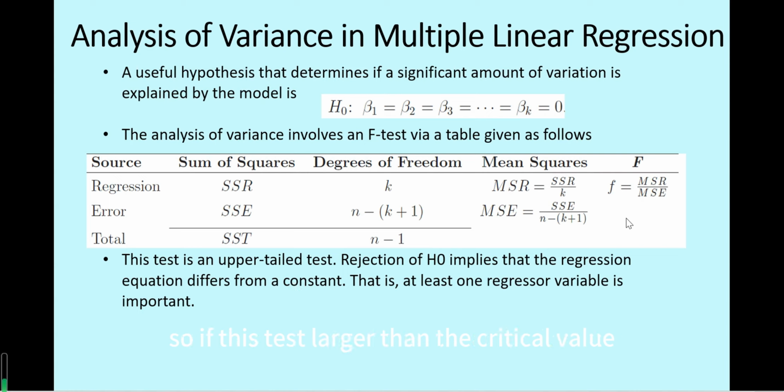If the test statistic is larger than the critical value, which means the p-value is less than 0.05, then we reject H0. Rejecting H0 implies that the regression equation differs from a constant. So if the test is significant, we conclude that not all beta coefficients are 0, which means at least one regressor variable is important to predict the response variable.